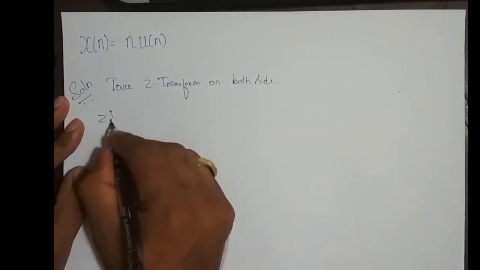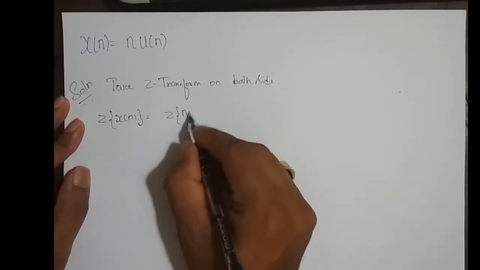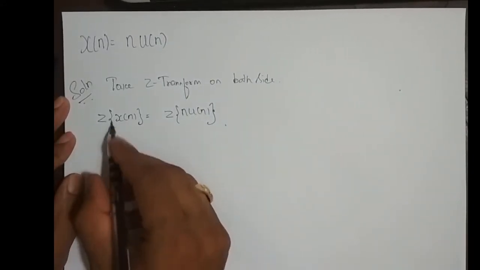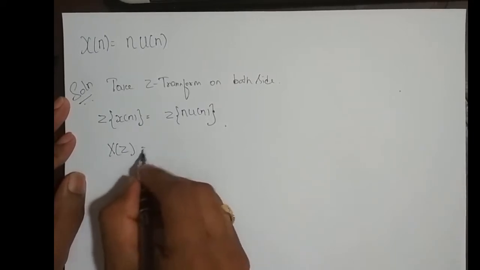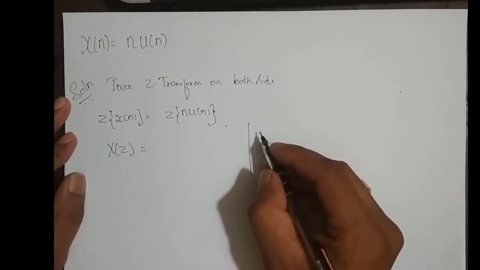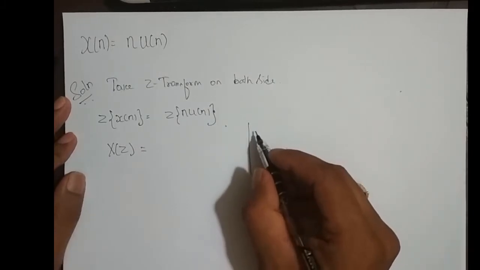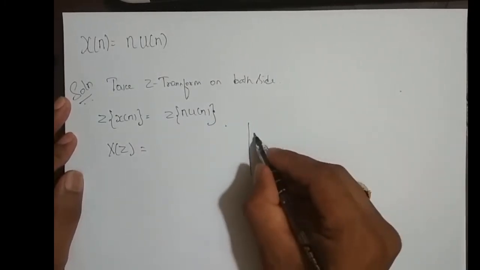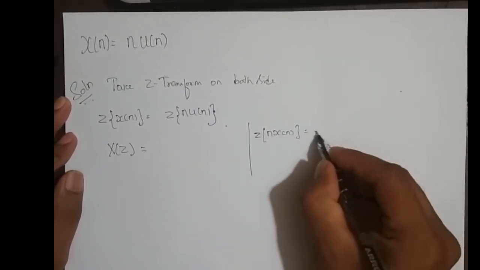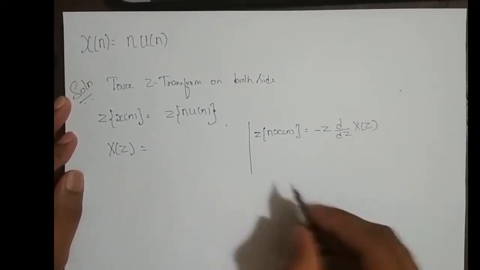So what do we have? Z transform of x of n is equal to Z transform of n times u of n. What is the transform of x of n? It is X of z, right? Now which property can we apply? Do you remember the multiplication by ramp property? The Z transform of n times x of n is given by minus z times d by dz of X of z, right? So we proved it now.